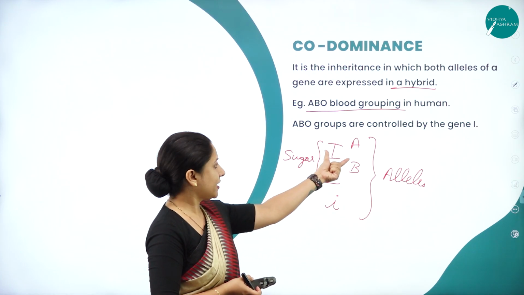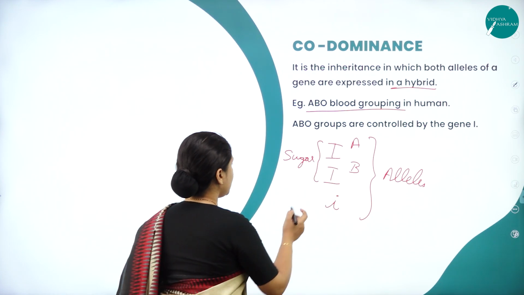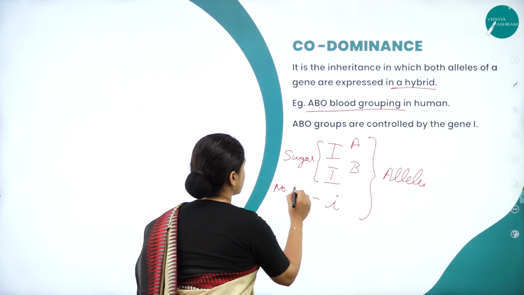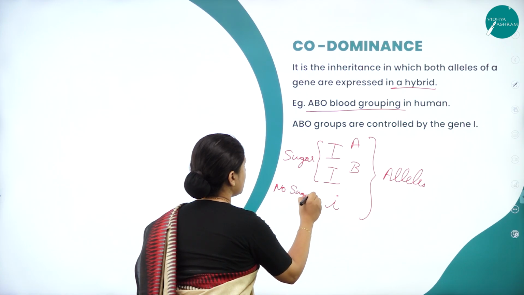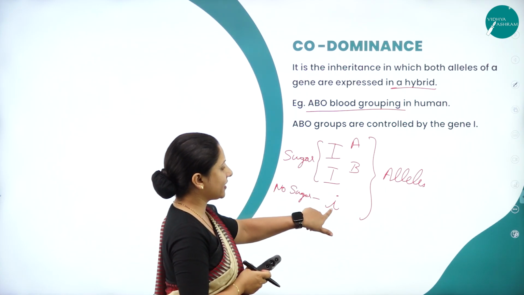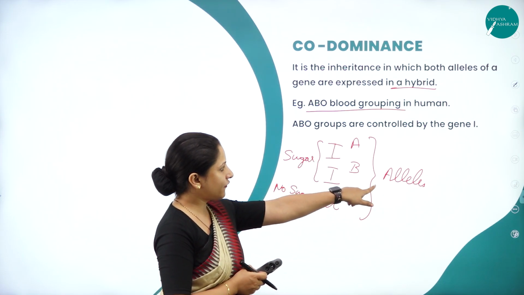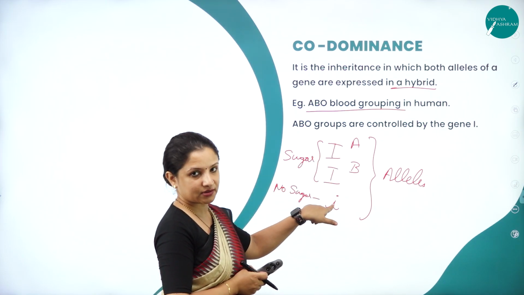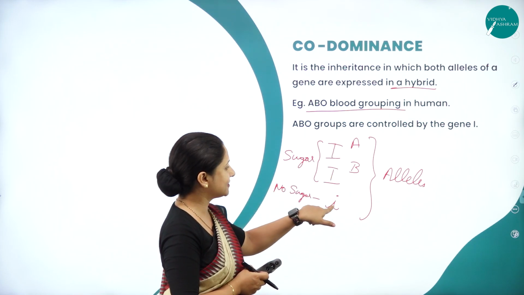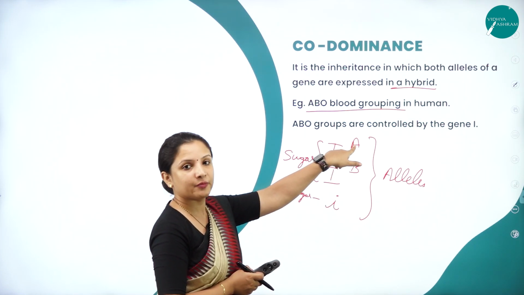In IA and IB, but in small i, it has no sugar. No sugar is produced. So therefore, these two will be dominating. So when they have, say for example, IAi is expressed in the progeny, then IA will be the dominant one.